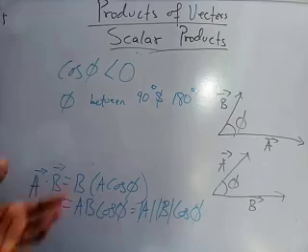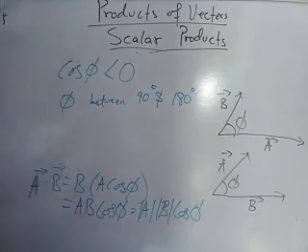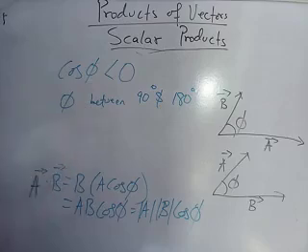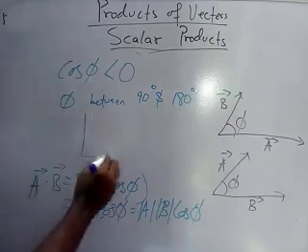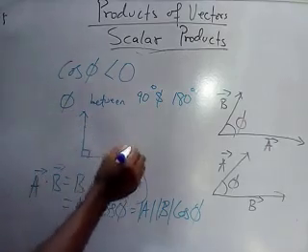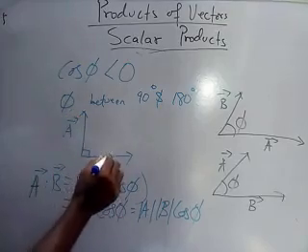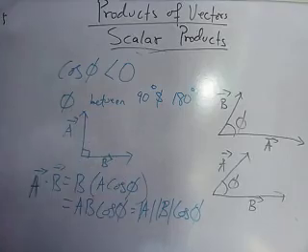The scalar product of two perpendicular vectors is always 0. If the angle between them is 90 degrees, the scalar product of this is 0. I hope you are taking note of what I am saying.